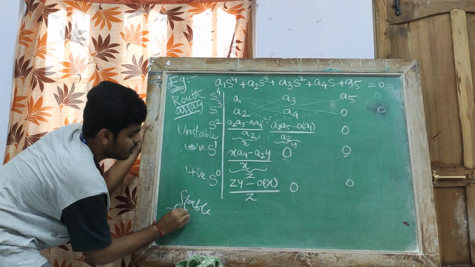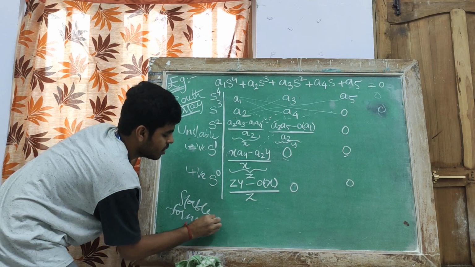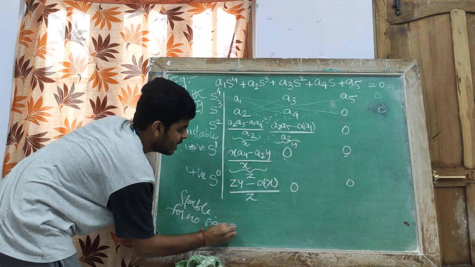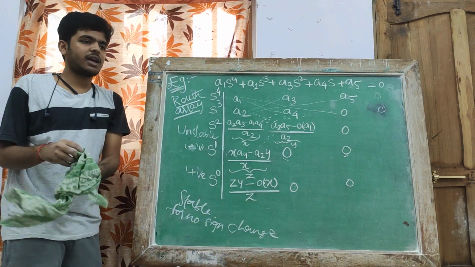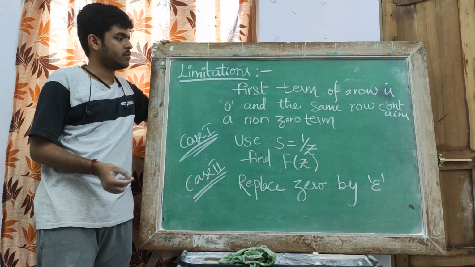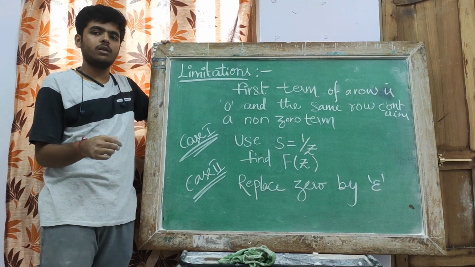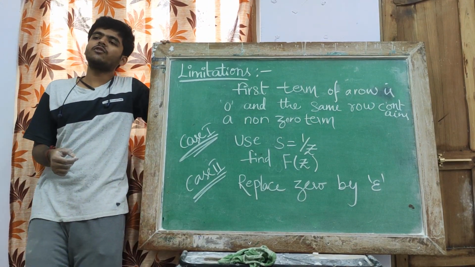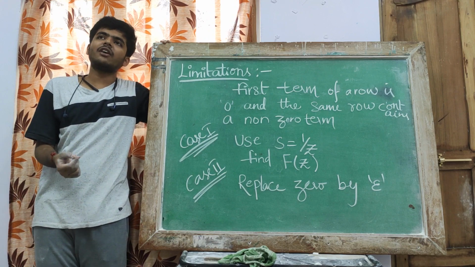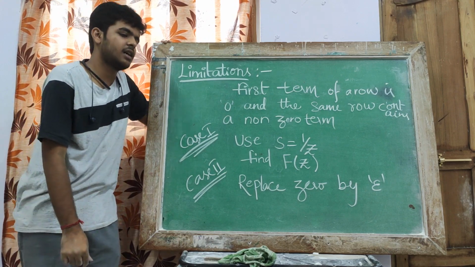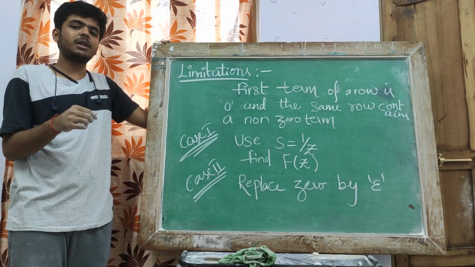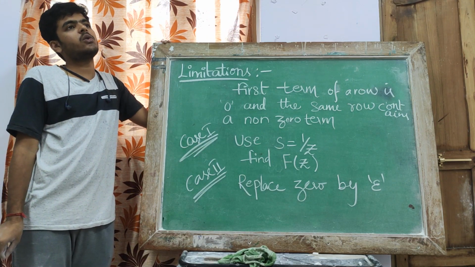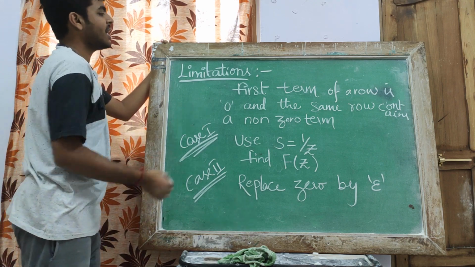For no sign change. Now, we will be seeing some limitations of this particular Routh array. We have discussed how to find a Routh array, and we have similarly discussed the stability and instability of a Routh array. So here a case arises.